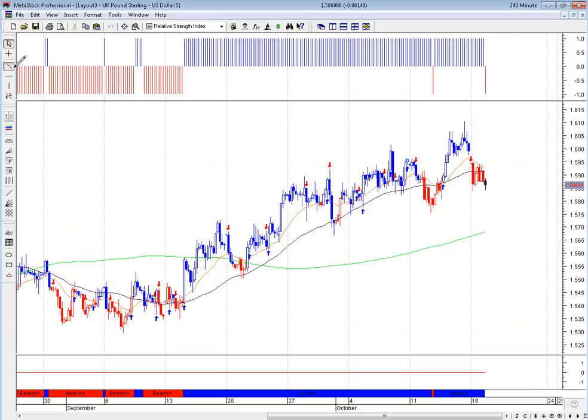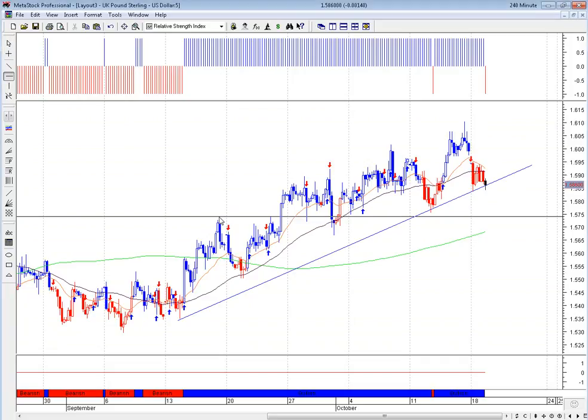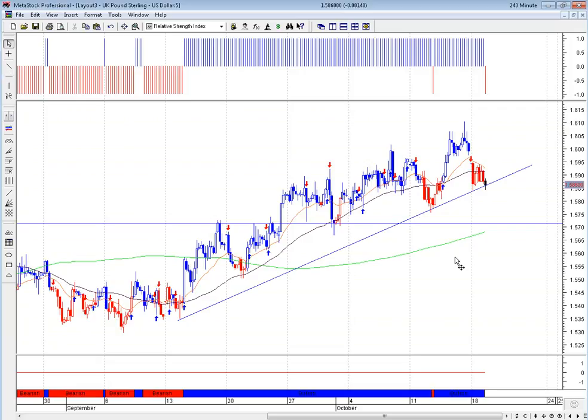If you just drew a line across the bottoms, you'll notice that it's testing it there as we speak. So as I mentioned, ideally a close lower than the previous swing would be far more suited and would give us a definite confirmation of a change in direction. And ultimately your first target would be here at around 1570, which would probably bring you in line with the 200 period moving average.